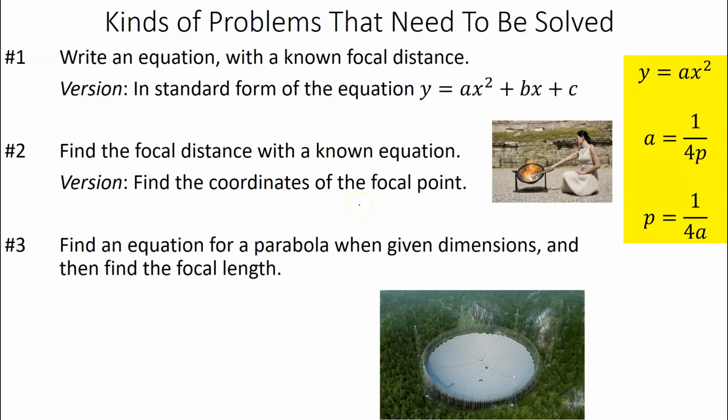As we go through these, let me kind of show you that there's three kinds of problems that you end up running into. The first one is going to ask you to write an equation when you know a focal distance. There's different versions of this. One might be in the standard form, or this is general form. Another one might be find the focal distance. So this one we knew the focal distance, so I'm not crossing it, I'm trying to underline it. This one is find the focal distance when you do know the equation. And another one is find an equation when just given the dimensions. Okay, I'll do one of those towards the end. And then, of course, after you know that, you want to find the focal length.